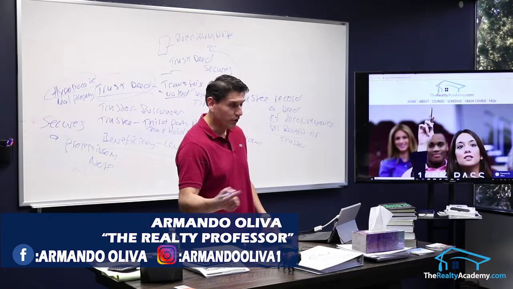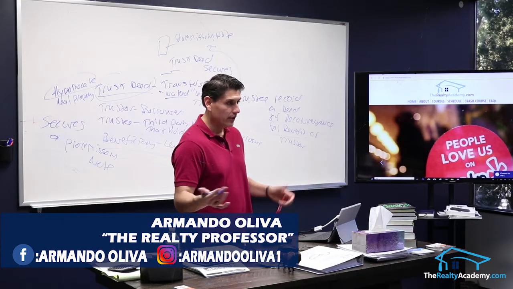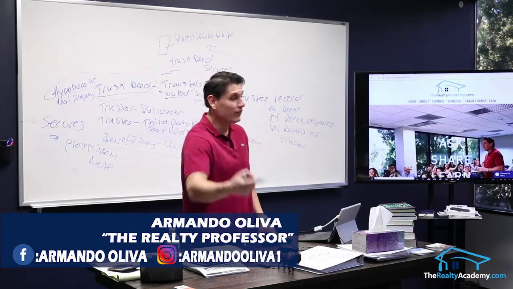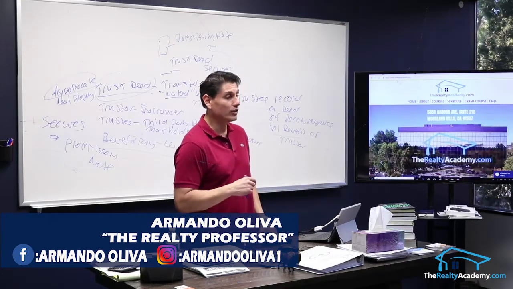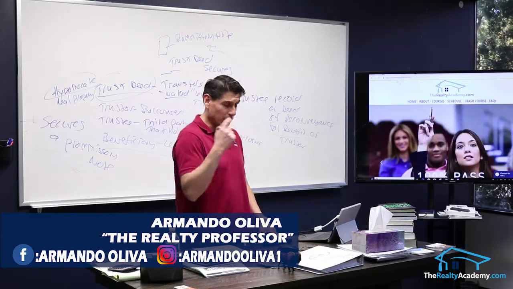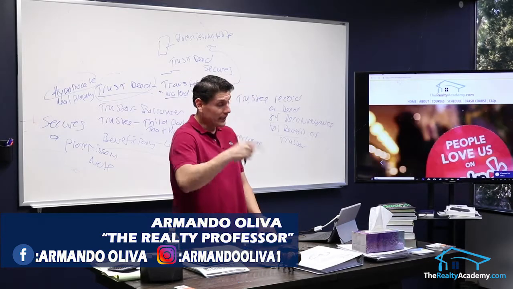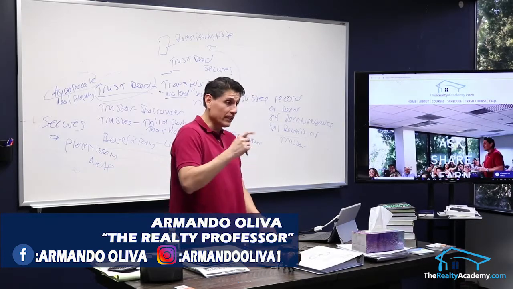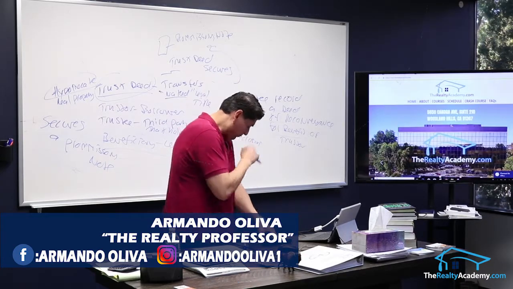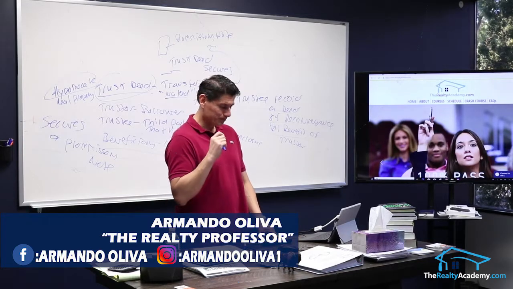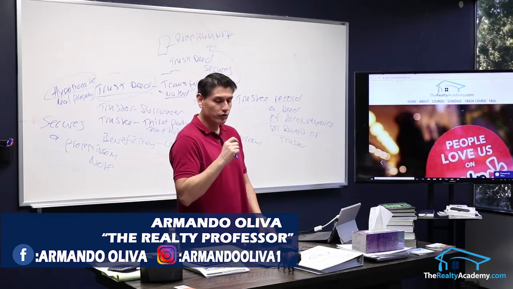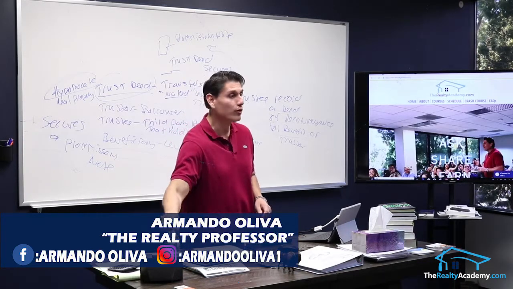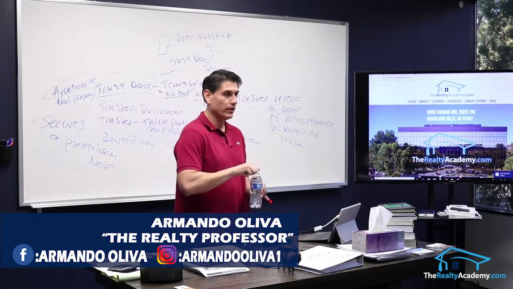Okay, so it sticks with our logic. The grantor gives the buyer the legal title to the property. The landlord, the lessor, gives the tenant the right of possession. The trustor gives the bank the right to foreclose. Okay, that makes more sense.